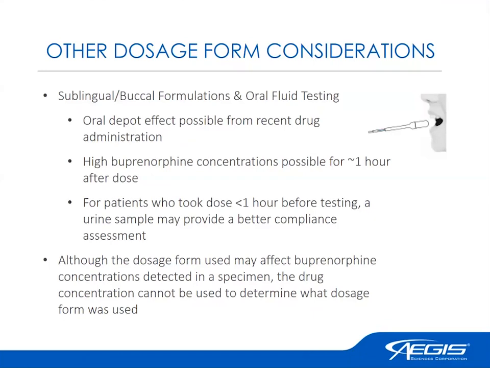Although we have discussed situations of higher and lower drug concentrations that may be possible following various dosage form administrations, the drug concentration of a specimen cannot be used to determine the specific dosage form used or the amount ingested. You have to consider things like time since ingestion or last dose, drug interactions that may be involved, the urine concentration if we're looking at a urine specimen, the patient's liver and kidney function, and other patient individual factors. All of these can affect the drug concentration that we would see in a specimen, which makes that correlation back to an amount ingested or a dosage form not possible.